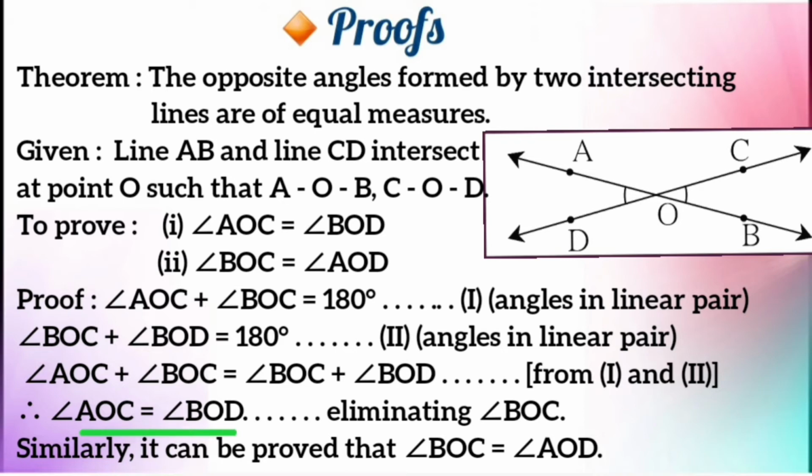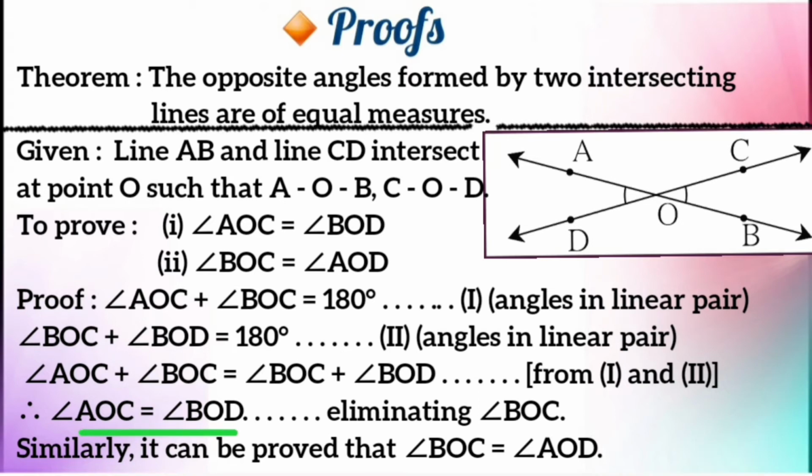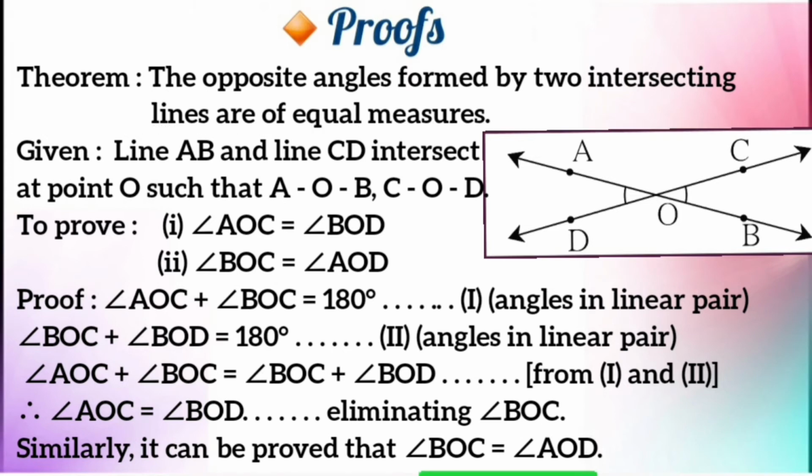So we finally proved that angle AOC is equal to angle BOD. That means if two lines intersect each other, their opposite angles are equal in measure. That is why we got angle AOC is equal to angle BOD. They are opposite to each other. Similarly, we can also prove angle BOC and angle AOD.